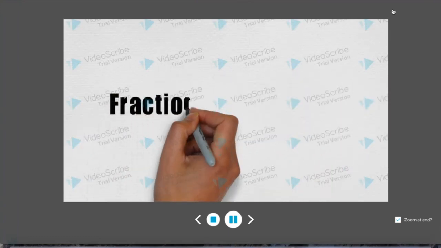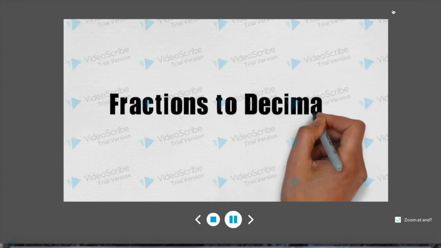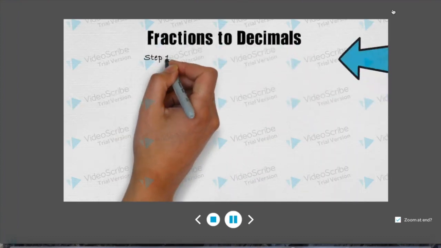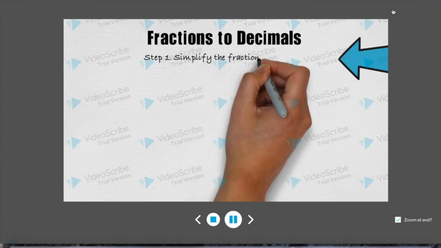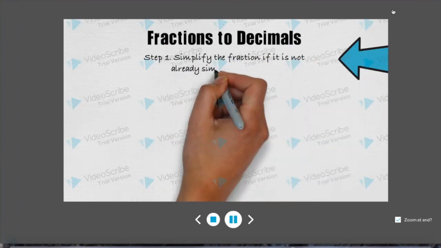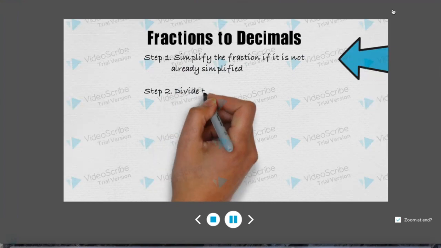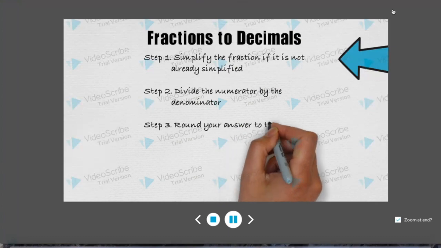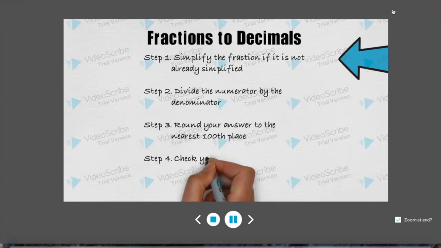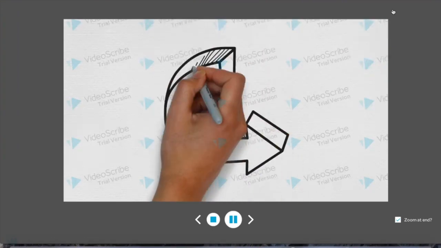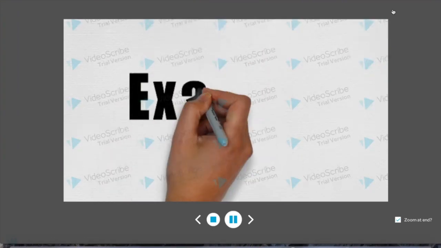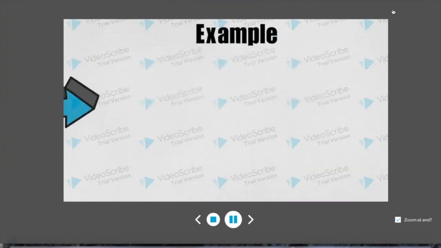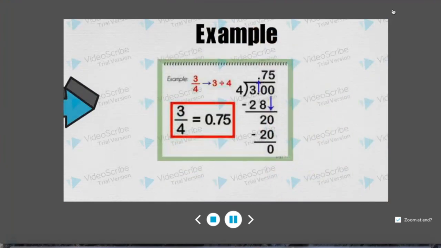So first off, we're going to start with how to convert fractions to decimals. First, you want to simplify the fraction if it's not already in its simplest form to make life a lot easier for you. Step 2, divide the numerator by the denominator. Step 3, round your answer to the nearest hundredth place. And step 4, check your work. An example of this being 3/4. So we divide 3 by 4, we get 0.75.